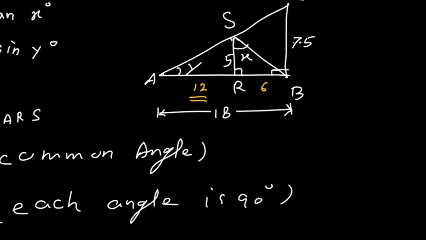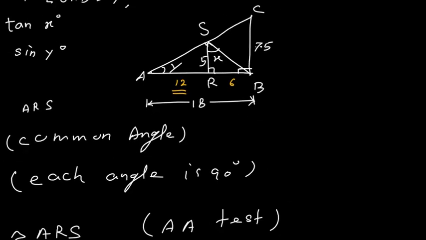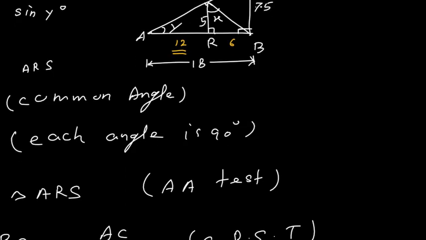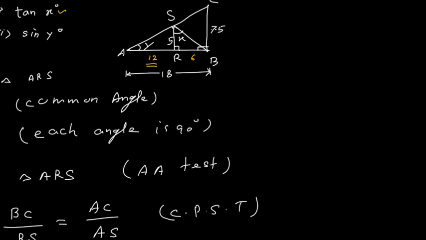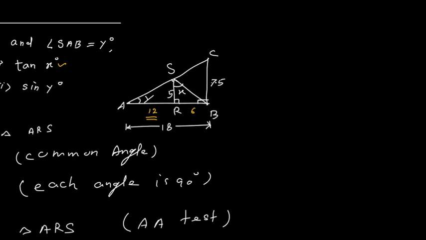Now we have to find the value of tan x. For tan x we need the opposite and adjacent, so 6 upon 5 will be the value of tan x. For sin y, if I take triangle ARS, the opposite side is 5 and the hypotenuse we should know. For that we take triangle ARS and use the Pythagoras theorem to find the value of AS. So let us solve that here only.